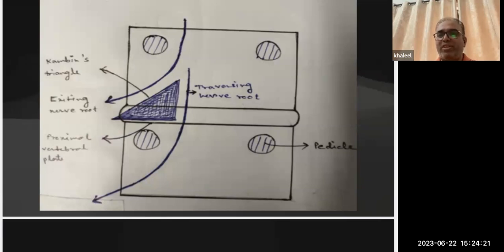And if we hit here, we are actually hitting the exiting nerve root. If we hit here, we are actually hitting the traversing nerve root. So this is the schematic diagram of the traversing nerve root.